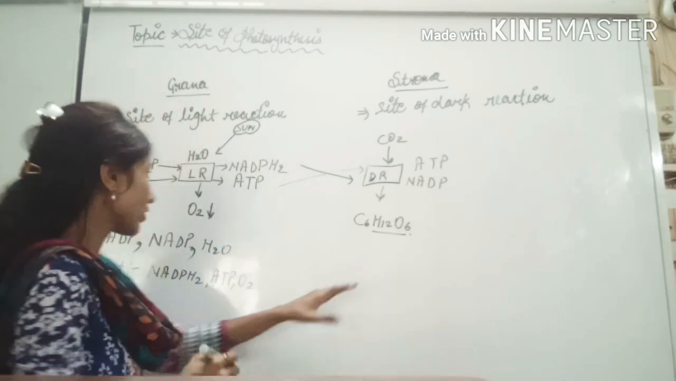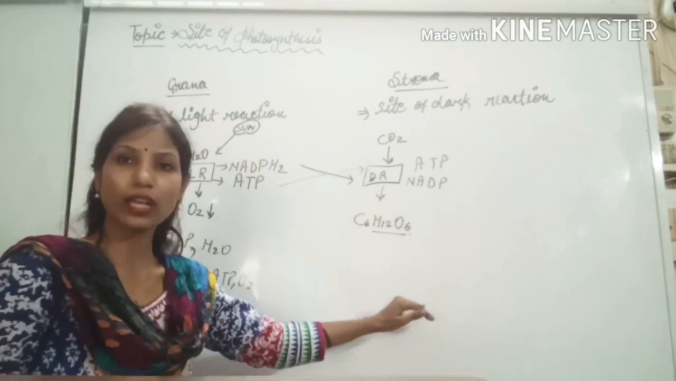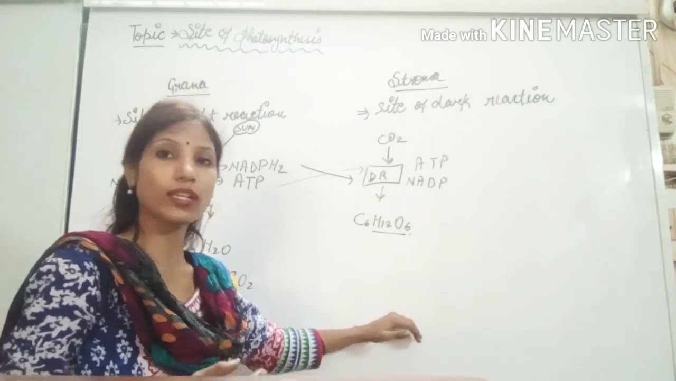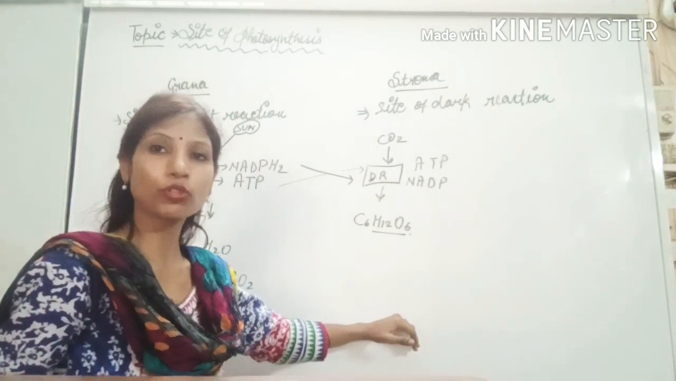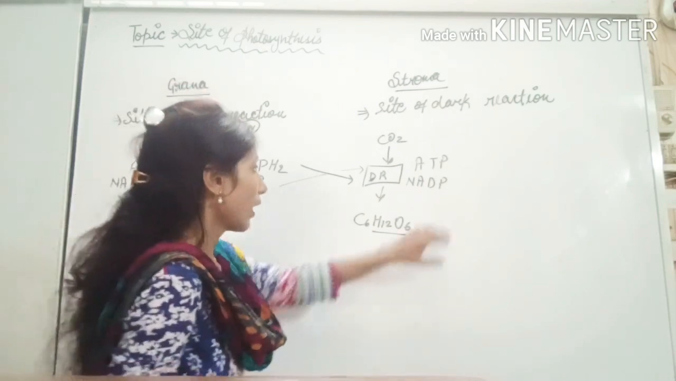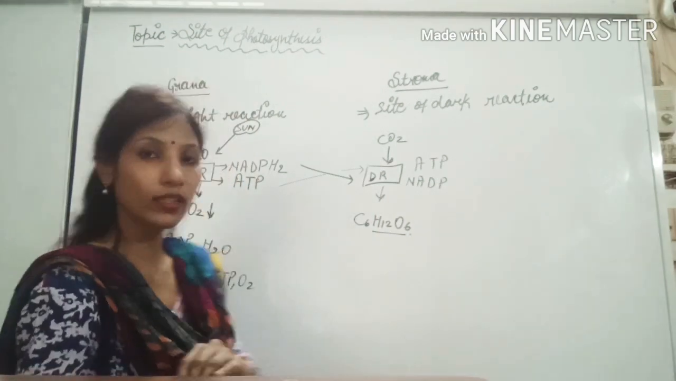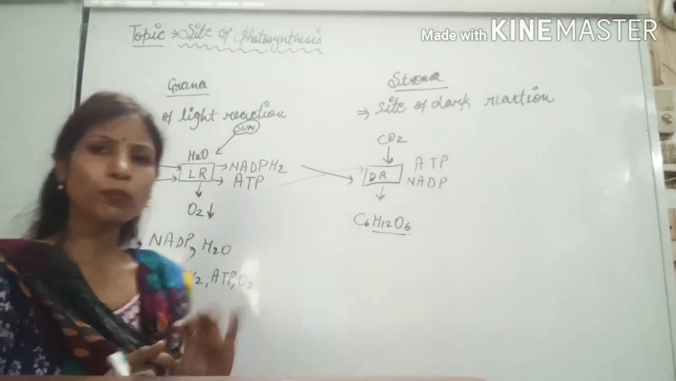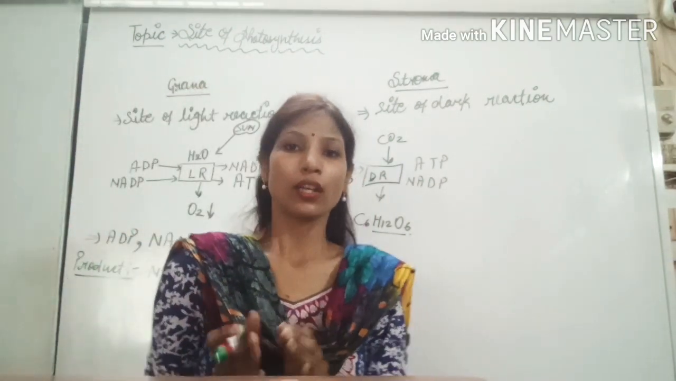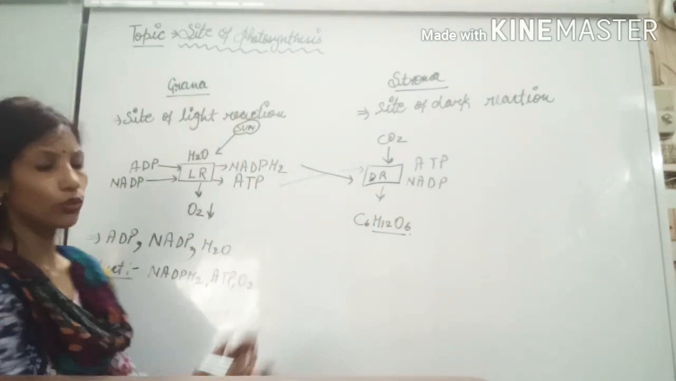Clear? So actually it is the basic of the dark and the light reaction. We can see the basic concept actually. That should be clear to your mind, right? And now this ADP and NADP again are recycled in the light reaction. So this process is going on continuously. I hope it is clear to you all.